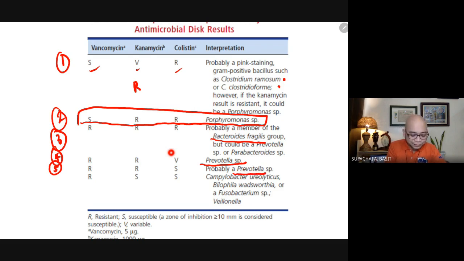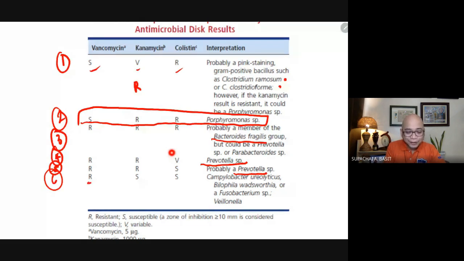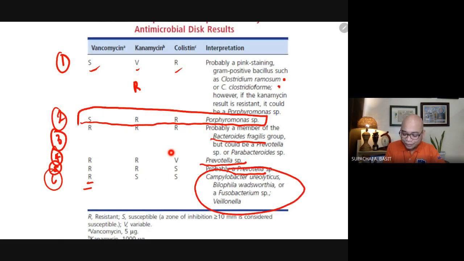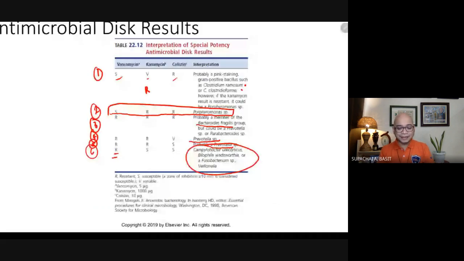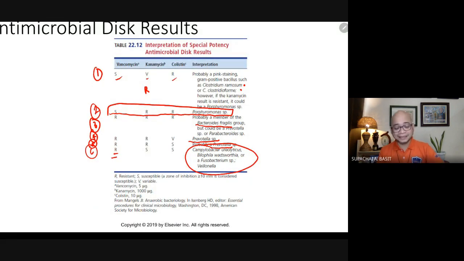But if the organisms are susceptible to both kanamycin and colistin, but resistant to vancomycin, it means that you are dealing with the following bacteria: Campylobacter urolyticus, Bilophila wadsworthia, Fusobacterium, and even Veillonella. Okay, so these are the different ways to interpret special potency antimicrobial discs.